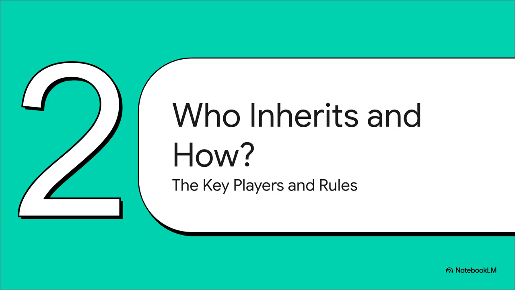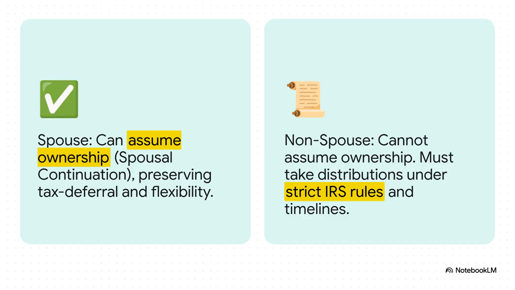All right, so we know the money bypasses the court system, but who gets it and what are the rules they have to play by? Because in the world of annuities and the IRS, not all beneficiaries are created equal. Okay, this is a huge deal. The difference between a spouse and a non-spouse beneficiary is night and day. A surviving spouse gets this amazing superpower, basically. It's called spousal continuation. It lets them just take over the annuity, put it in their name, and let it keep growing tax-deferred. It's the most flexible option by far.